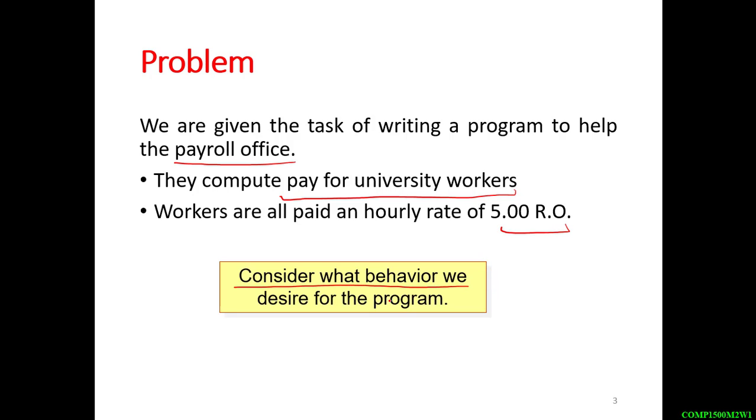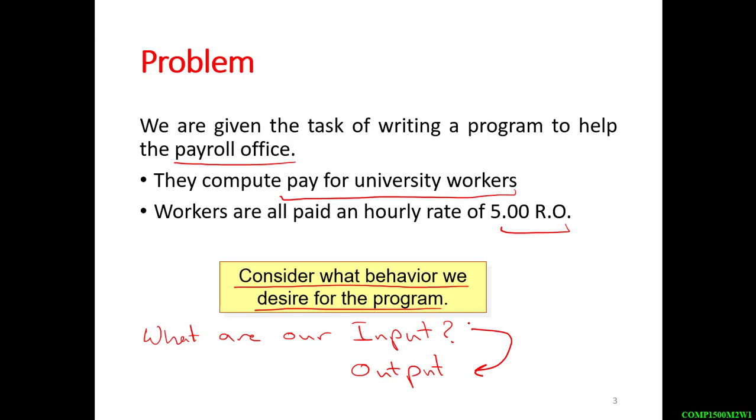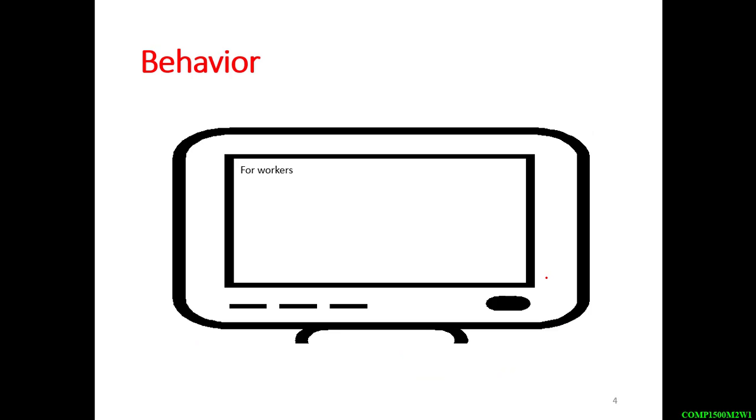So we should first consider the behavior of our program. What do we need to consider first? First, we need to ask ourselves, what are our inputs and what are our outputs? Then, how do we relate these inputs to the outputs? What operations do we need? So the behavior of the program will look something like this.